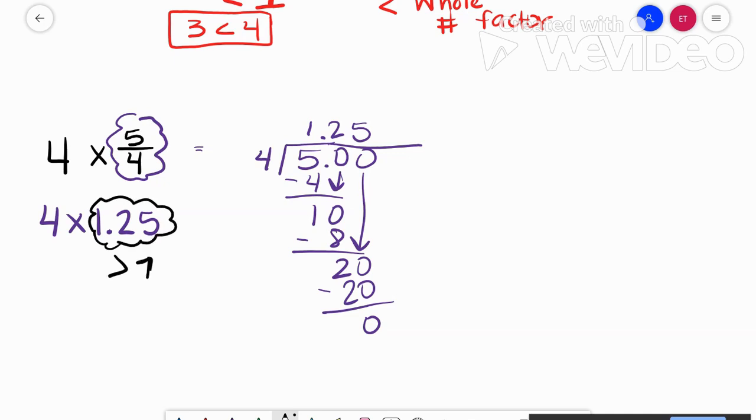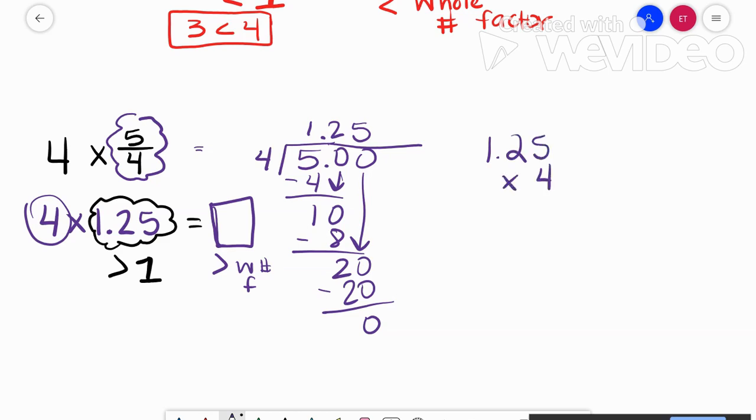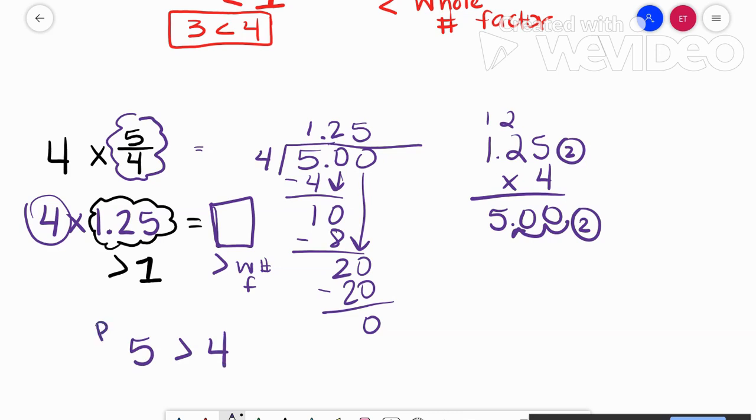is greater than 1. So that means my product is going to be greater than the whole number factor, which in this case is 4. So to prove that is so, I'm going to multiply. Five is greater than 4. The product is greater than the whole number factor.